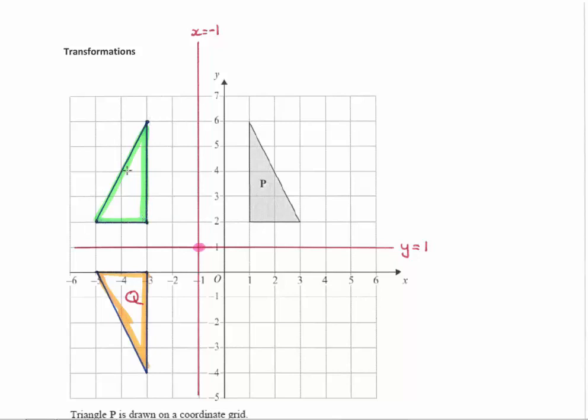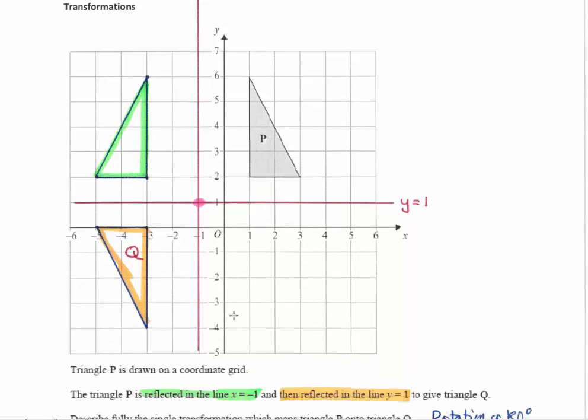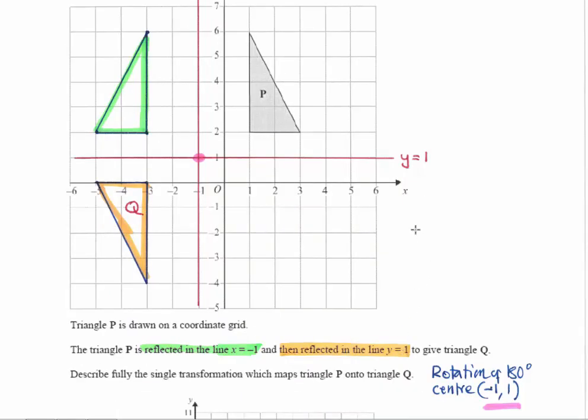Okay, and I just do the points and join it up. If you need to use tracing paper, use it. Don't risk losing marks. Then, this triangle is going to get reflected in the line y equals 1. So just like the other one, this is the line where all the y numbers are 1.